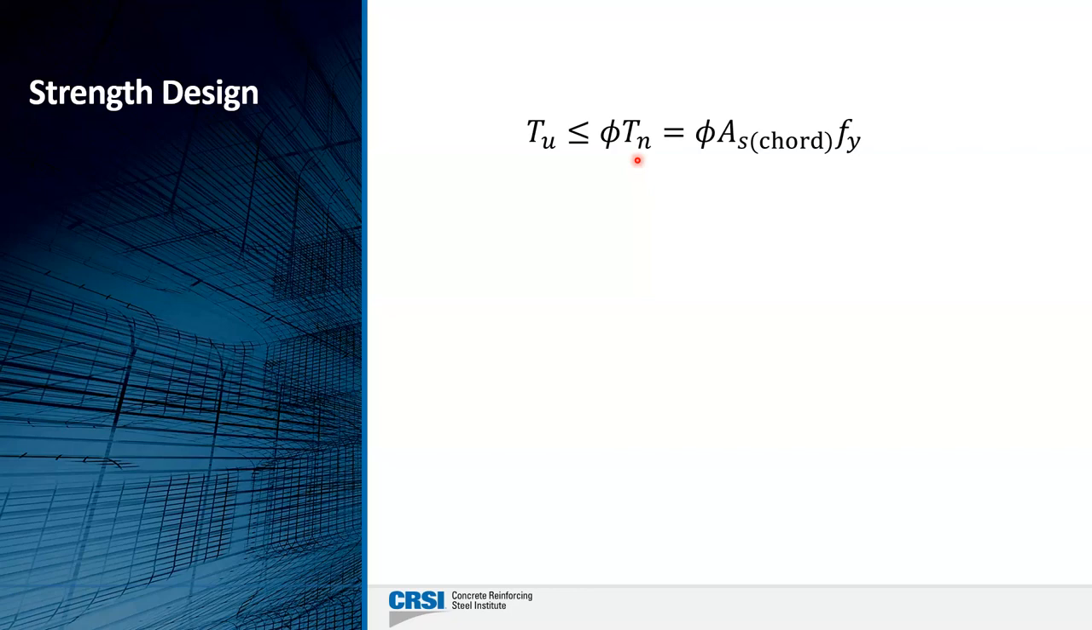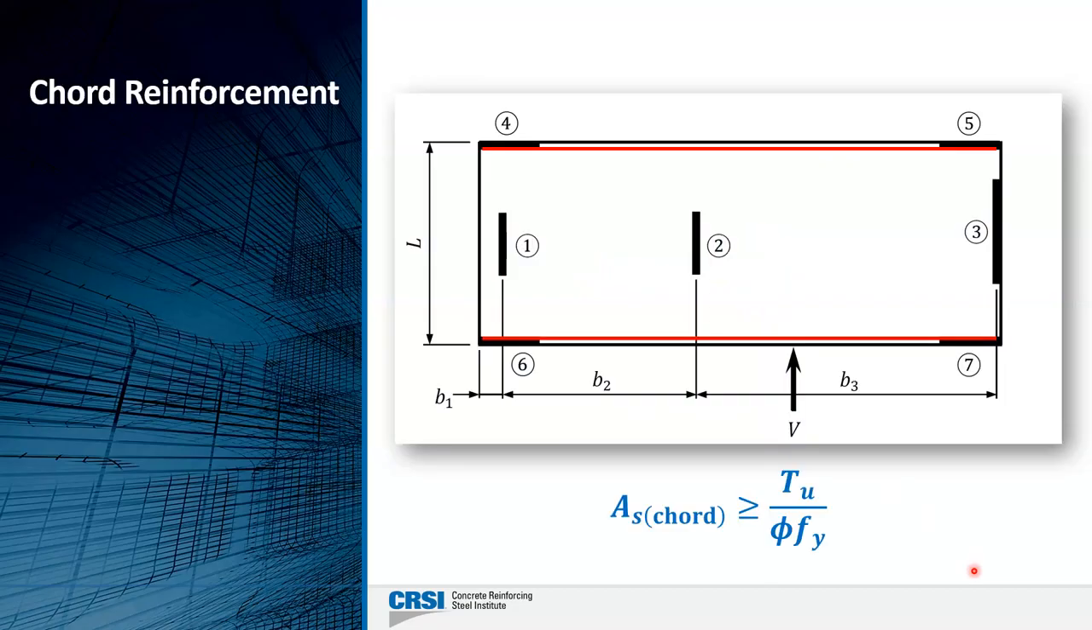Knowing that the concrete can't take any tension by itself, we'll design all of the chord reinforcement to resist that tension force T sub U. Solving for that, very simply, it's whatever T sub U is divided by phi, which we can take as 0.9 because it's in direct tension, and then the specified yield strength of the reinforcement. So that gives us the chord reinforcement, illustrated here as these red lines. We need them at both ends, obviously, because V can act in either direction.